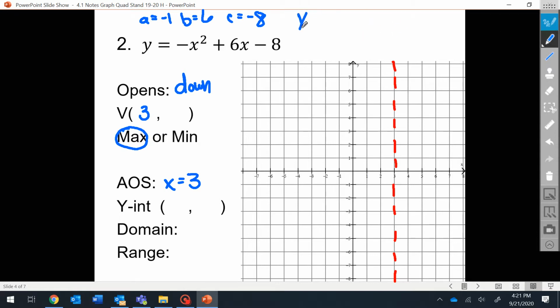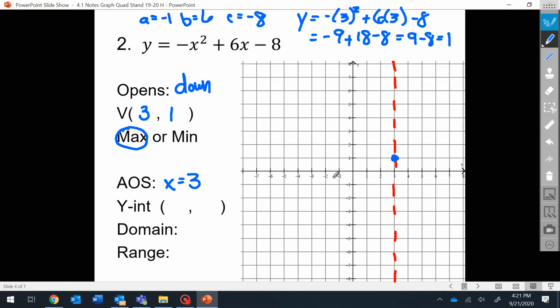So my equation, y is equal to negative x squared plus 6x minus 8, and x is 3, so negative 3 squared plus 6 times 3 minus 8. So that's negative 9, 3 squared is 9, plus 18 minus 8. Negative 9 plus 18 is 9. 9 minus 8 is 1. So the y-coordinate is 1. So I'm looking at a vertex right here at 3, 1.